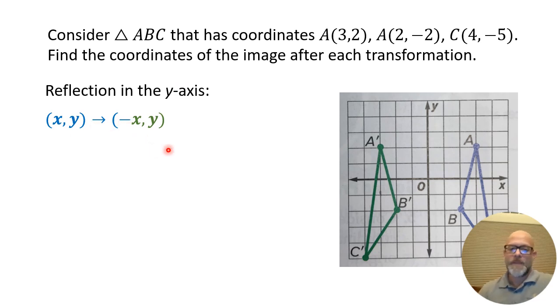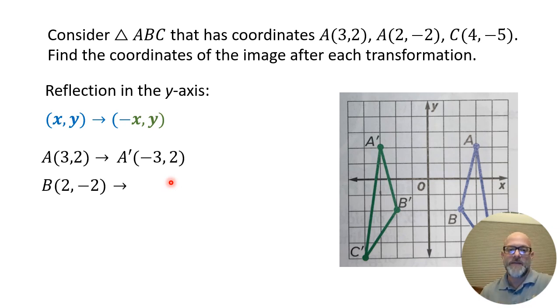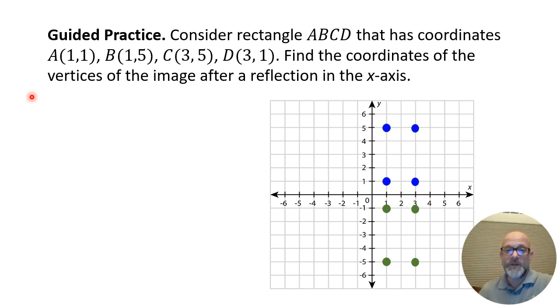Okay. How about A, 3, 2? Where's that mapping to? So where's A? Here's 3, 2. Well, it looks like it's clearly mapping to negative 3, 2. 3, 2 maps to negative 3, 2. How about 2, negative 2? Where's it mapping to? Negative 2, negative 2. How about C? 4, negative 5. We're going to negate the x value, so we get negative 4, negative 5. All right, here's one last one. We have a rectangle ABCD right here, and we want to reflect it about the x-axis.